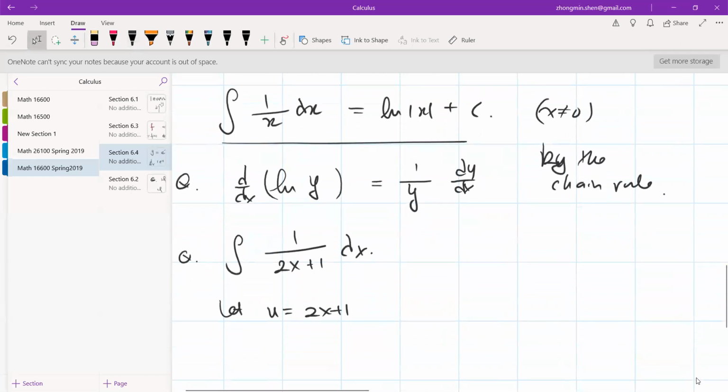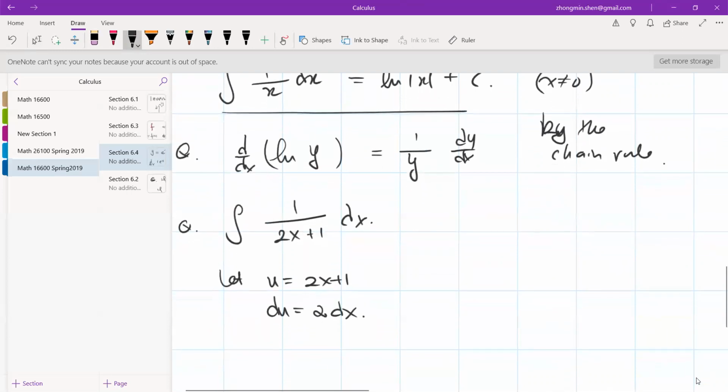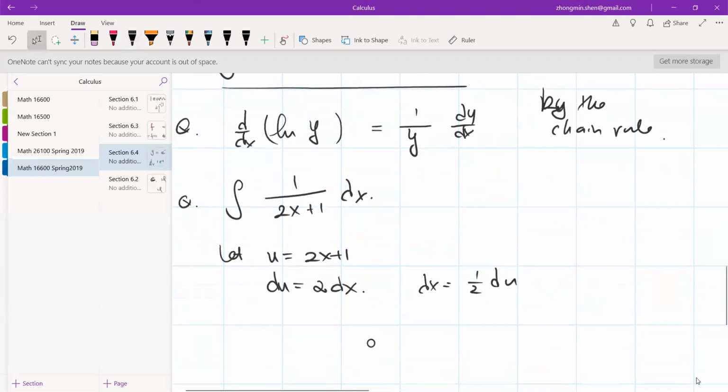Okay, let u be 2x plus 1. Then du equals 2 dx. So that implies dx is going to be half of du. So the differential is very important. When you write the integral, some students get used to not writing dx, but this is a very important part of the integral.